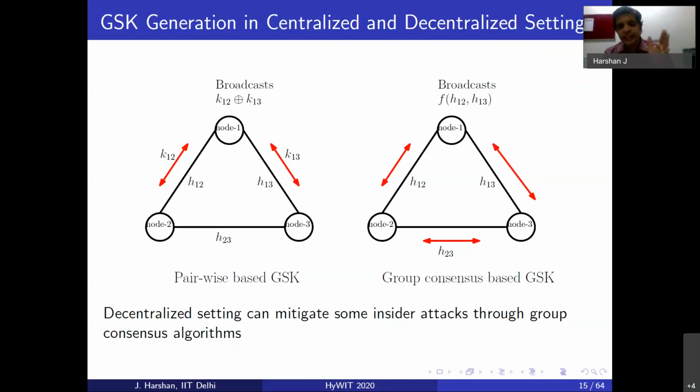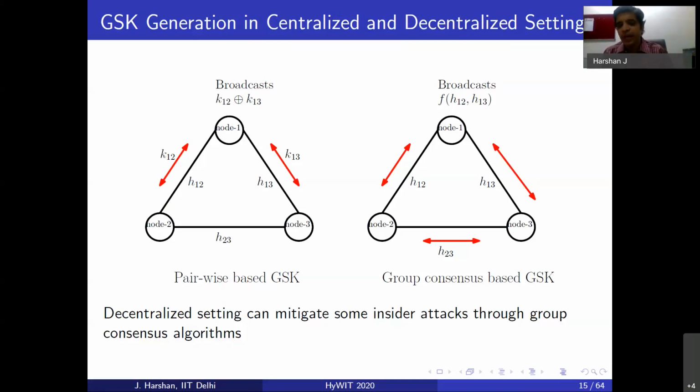That's one side. Now let's look at the right-hand picture. This is slightly different. The approach itself is different because it is what is called a group consensus-based group secret key generation. What it means is, in this particular model, we are not willing to give the responsibility of key generation to one of the nodes. We don't want to rely on just one node to do all the job. All of us are going to play the same role.